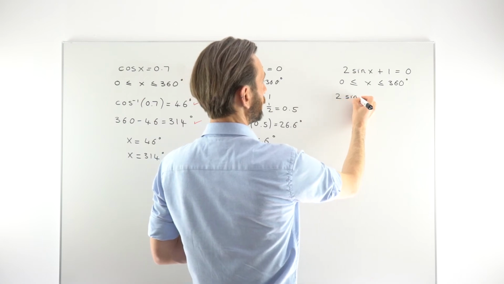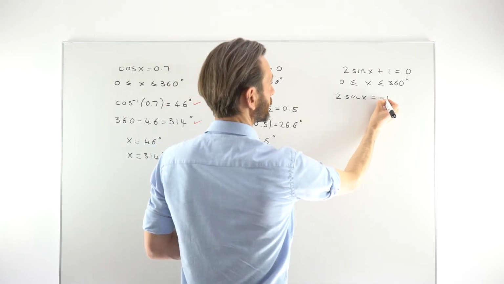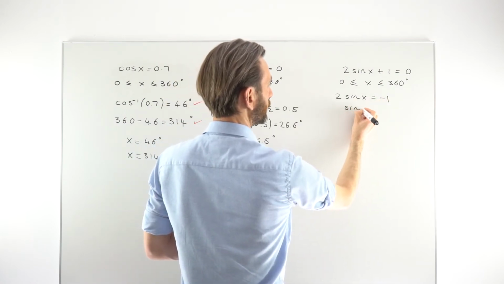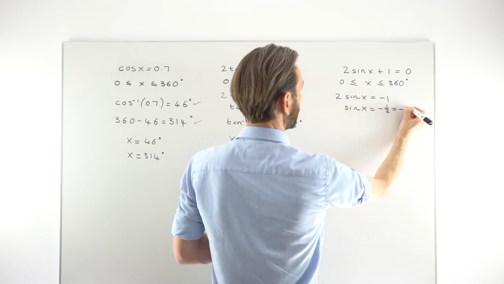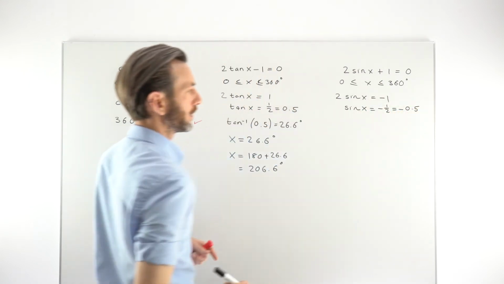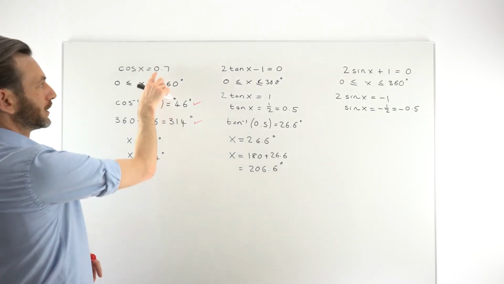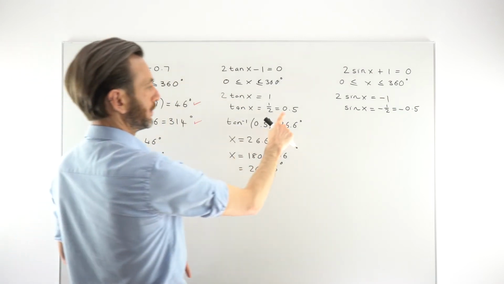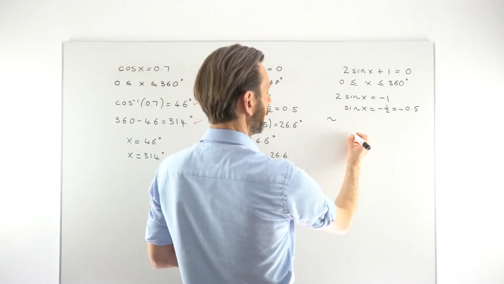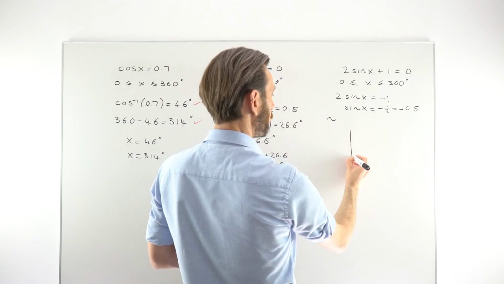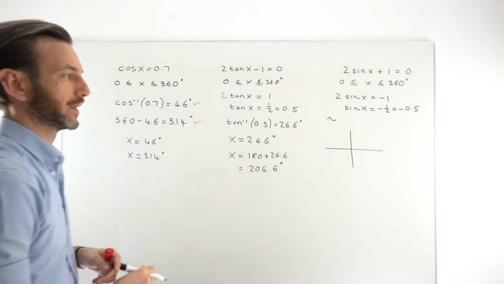So we get 2 sine x equals -1, just moving the 1 to the other side. Dividing both sides by 2, and we get sine x equals -1 over 2, or you could write that as -0.5 if you prefer. So this time it's come out to be a negative number here. So we had a positive here, we had a positive here, this one's a negative. The problem with that is, there's a few problems, or not problems, but just changes to the technique we've got to use to solve it. It makes it more difficult basically.